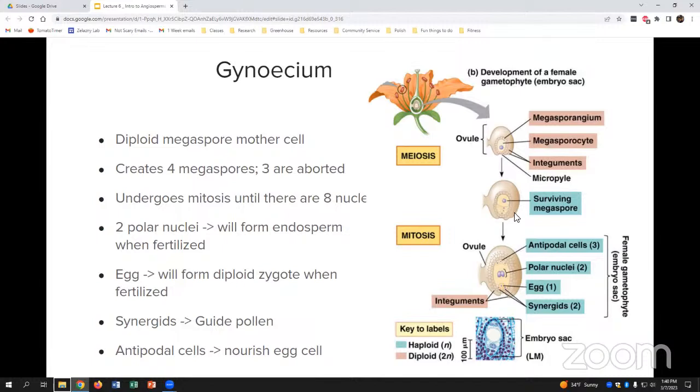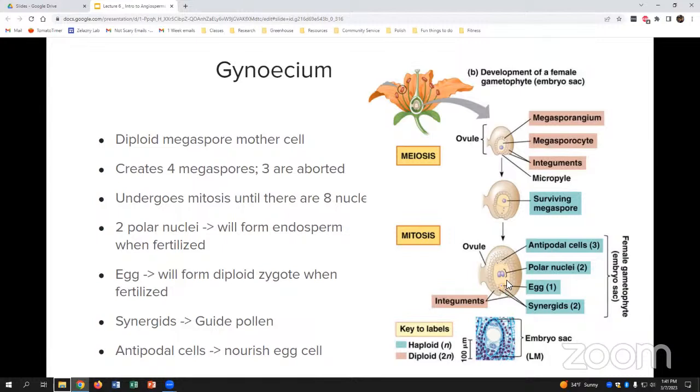Okay. So of those structures, we're going to form some polar nuclei. So these polar nuclei are eventually going to become something called our endosperm. I'll talk about that as we talk about our fruit. We're going to have an egg. That's the part that's going to get fertilized. Okay. So that's going to form a diploid zygote when it gets fertilized. So diploid, because when we get that information from our other gamete, the sperm, that brings the other half of the genetics in. Zygote, because that's just the word for the structure that we have after fertilization.